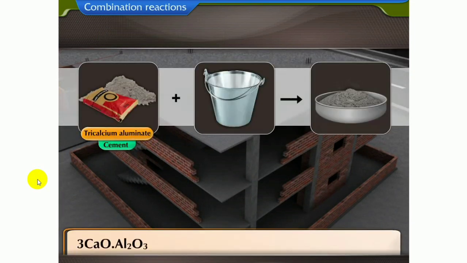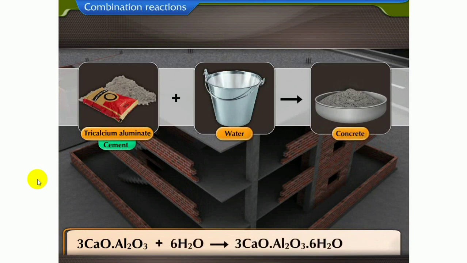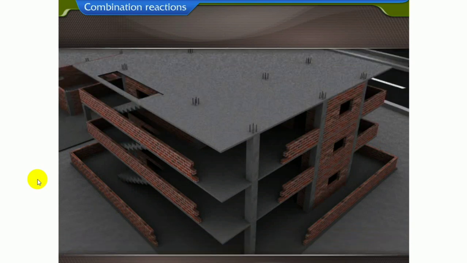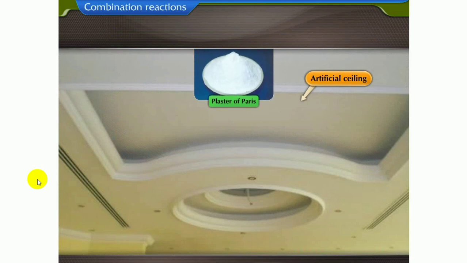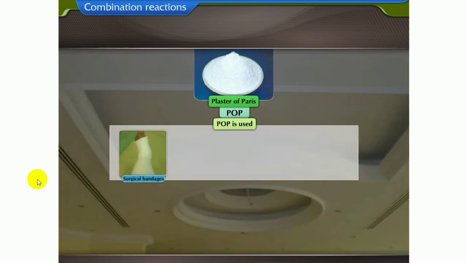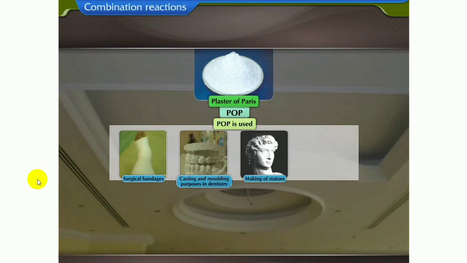Tricalcium aluminate is cement. Water combines with it to form concrete. During this reaction, heat is liberated. Do you know which substance is used to make artificial ceilings? Plaster of Paris, commonly known as POP, is used in making artificial ceilings. It is also used to make surgical bandages, in casting and molding purposes in dentistry, in the making of statues, manufacture of crayons, etc.